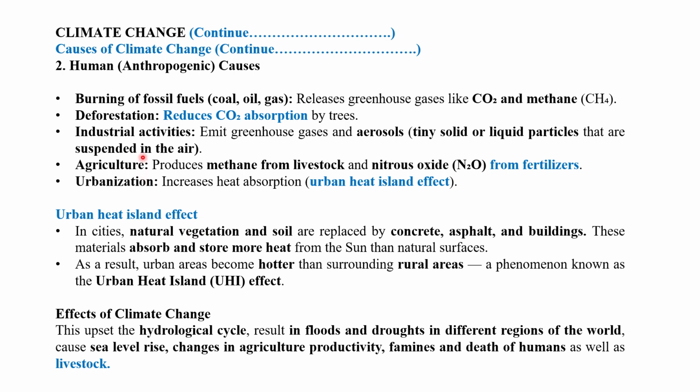So next, the causes of climate change are the human causes, or anthropogenic causes. In this case, we can see burning of fossil fuels like coal, oil, or gas. This can release greenhouse gases like carbon dioxide and methane. Deforestation also comes under the human causes. If deforestation is there, definitely the CO2 absorption is going to be reduced because of the cutting of trees. Industrial activities definitely emit greenhouse gases and aerosols.